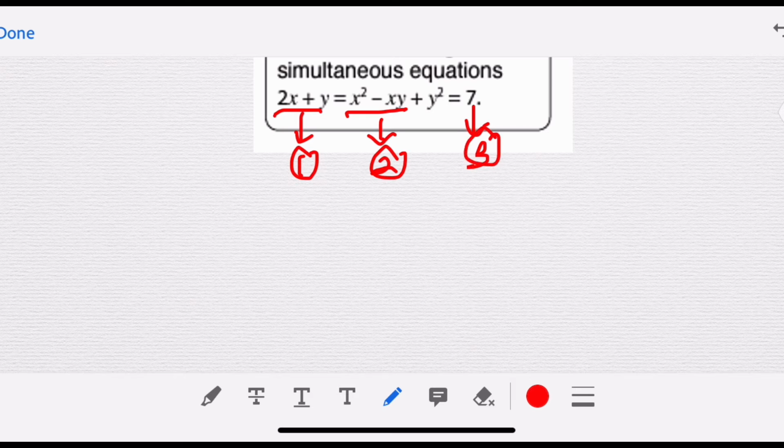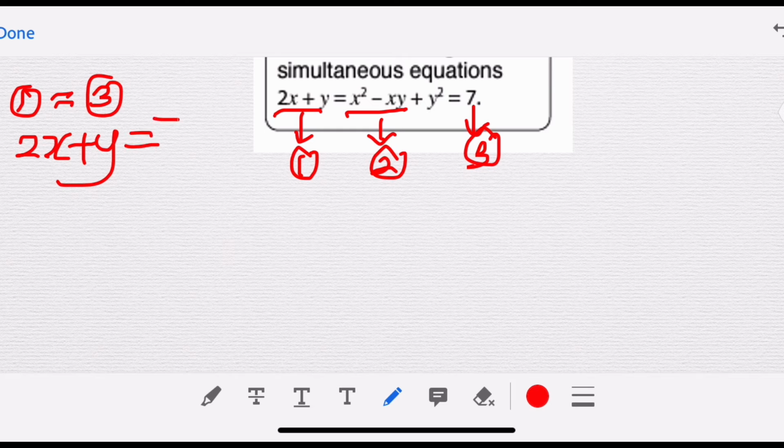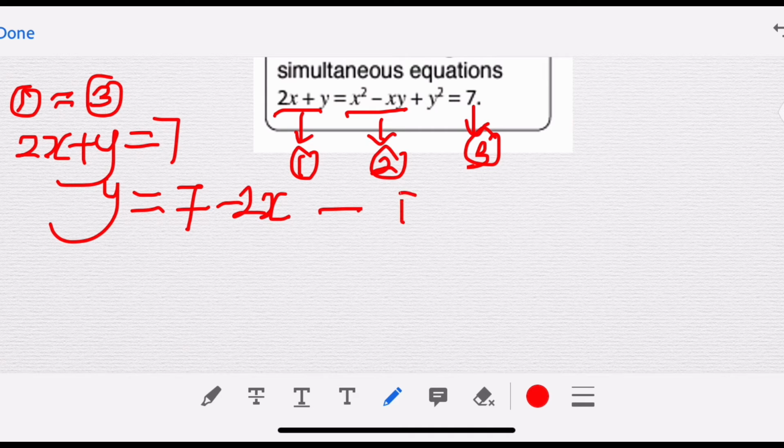So in fact, we have 3 equations. So the first one, we say 1 equal to 3, right? Okay, so that means 2x plus y is equal to 7. From there, y is 7 minus 2x. So I call this number 1. Okay, the number 1 here refers to equation number 1. Okay, so I'm going to come up with another one. I will take 2 equal to 3.